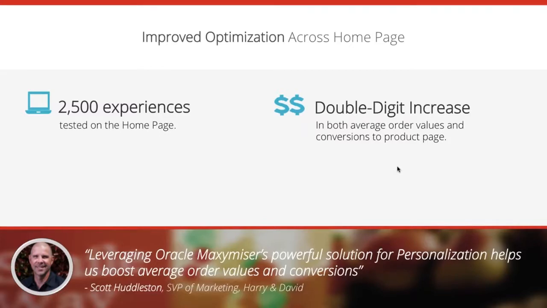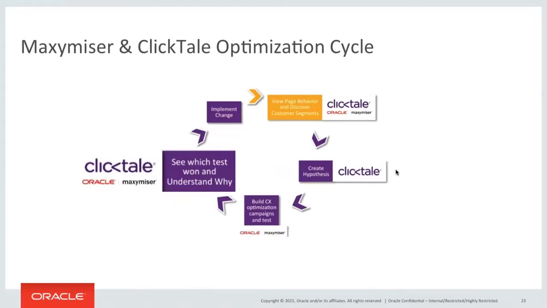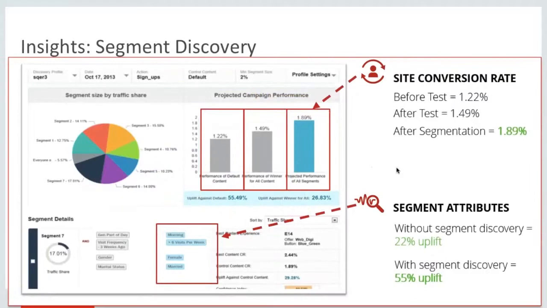So now you've run a test, you have some results, and you can use Clicktale to determine the why. Why did one variant perform differently than another? But in addition to this, we can take the optimization cycle a step further and dig down deep into your results. Now, most traditional testing campaigns will identify what was the highest performing variant on a page.